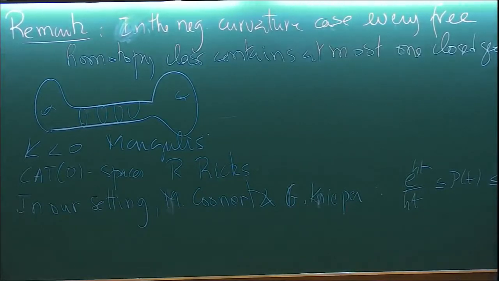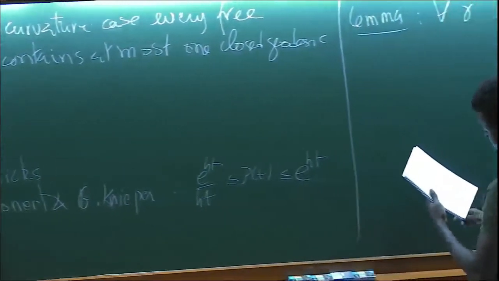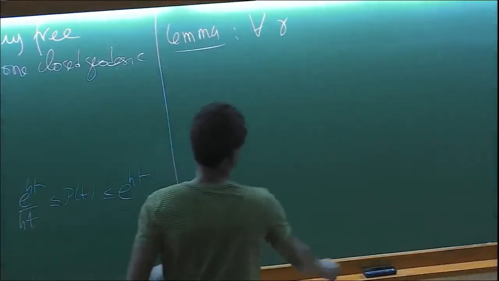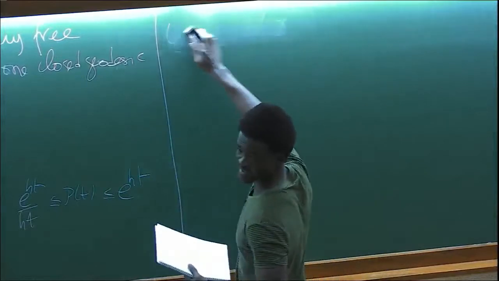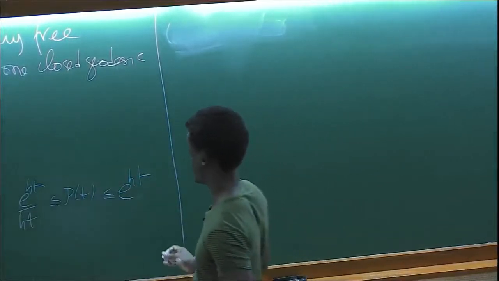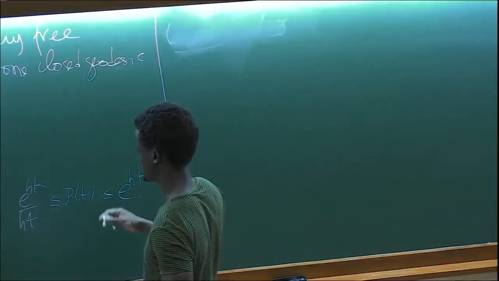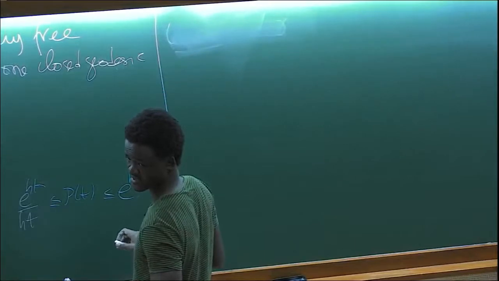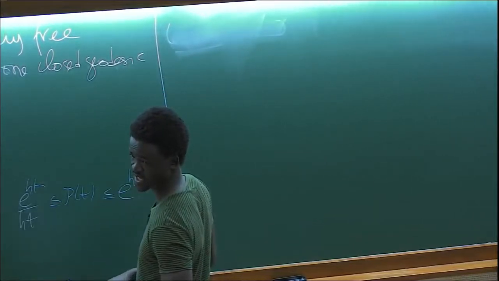This lemma says that for every gamma, for T large enough, this is the bound you get.